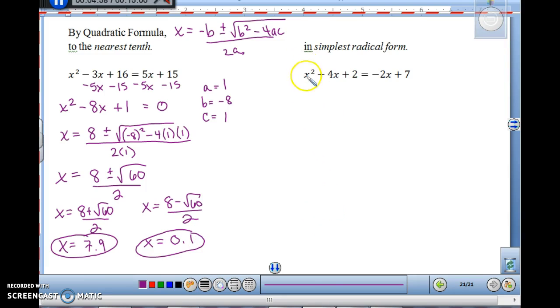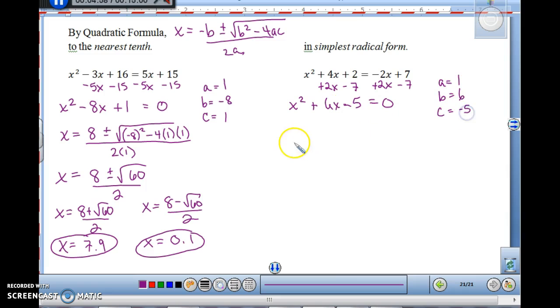All right, let's try one in simplest radical form. Again, get it equal to 0. Add the 2x minus the 7. X squared plus 6x minus 5 is equal to 0. Okay, so a value is going to be 1. That's for the x squared. B will be 6. C will be negative 5.